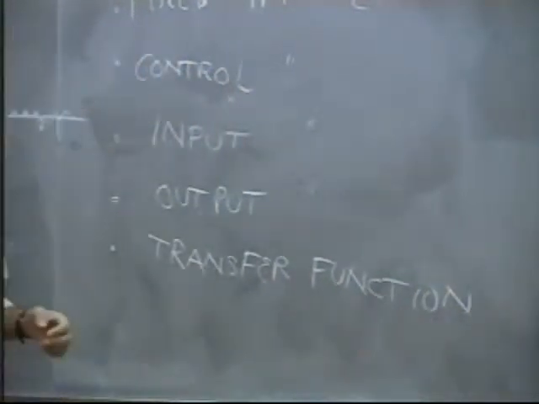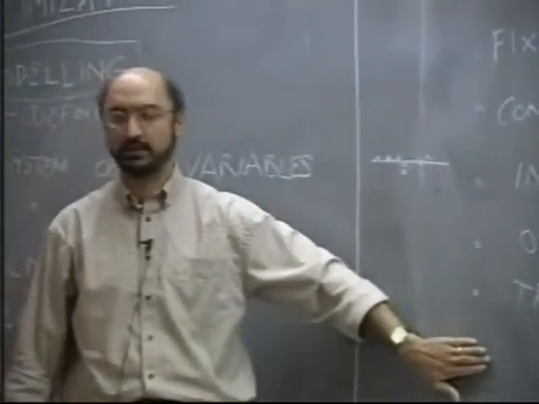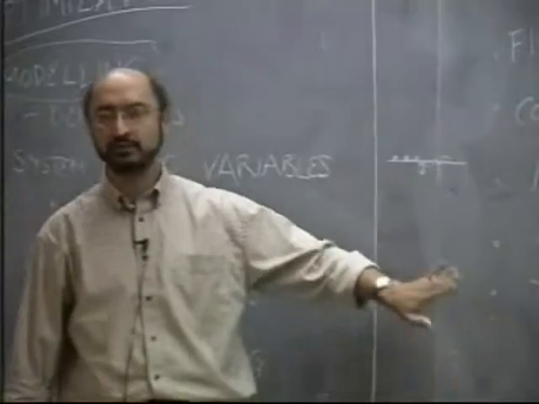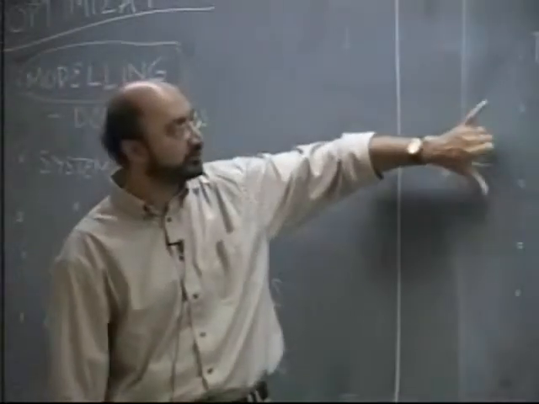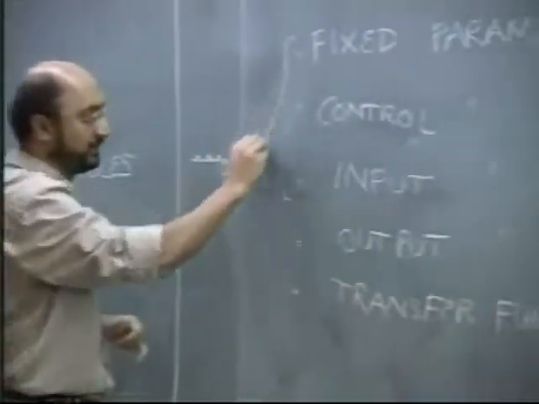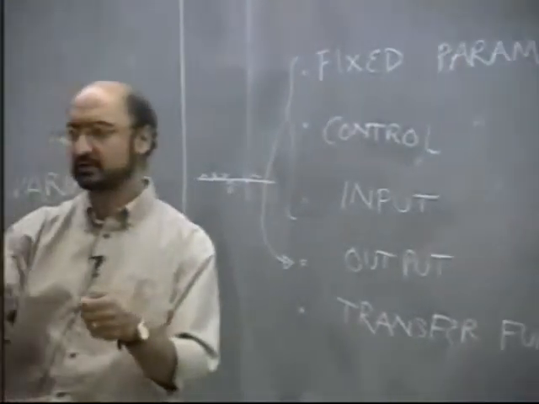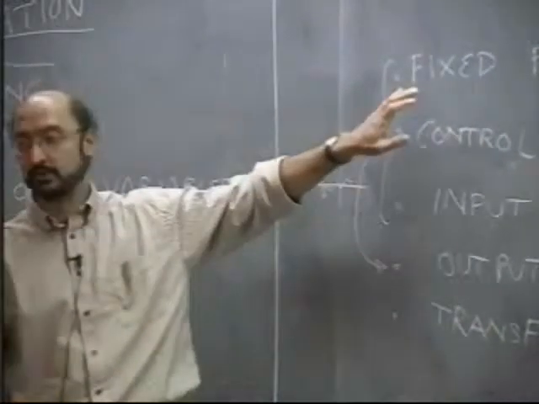And the transfer function is, again, at some level the hardest part. It tells you how the system translates from the control and the input and the fixed parameters to the output. So it says, given all this, how do I get that? For example, again taking the car as an example, I have a certain velocity at this particular point in time.